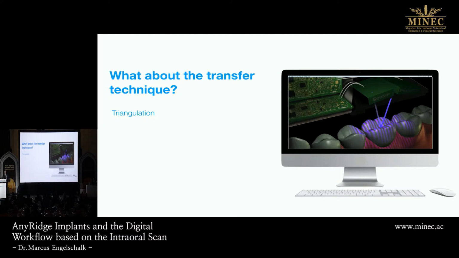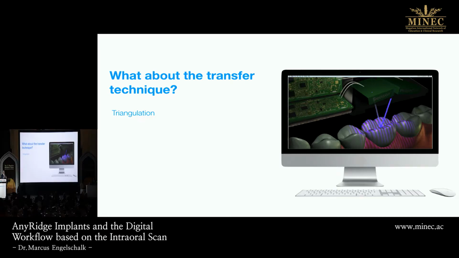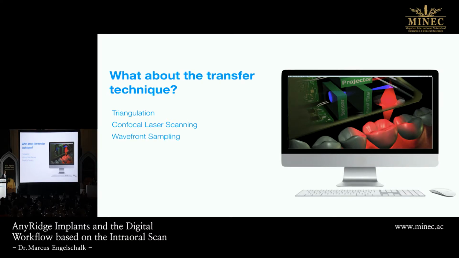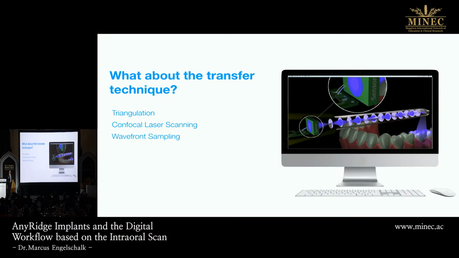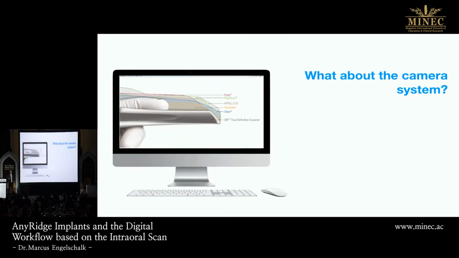So what about the transfer technique of intraoral scanners? They're completely different to the lab scanners. Maybe you know some, I don't want to bother you, but there are three kinds of technique: triangulation, confocal laser scanning, and wavefront sampling. These are three approaches you can use, depending on the camera system you're buying, to translate the situation of the mouth into the computer. The next thing, if you decide to buy an intraoral scanner, you have to have a look at the wand. This means the camera.